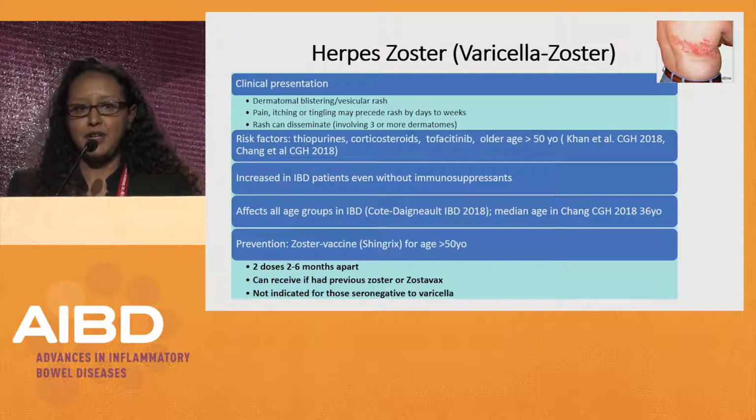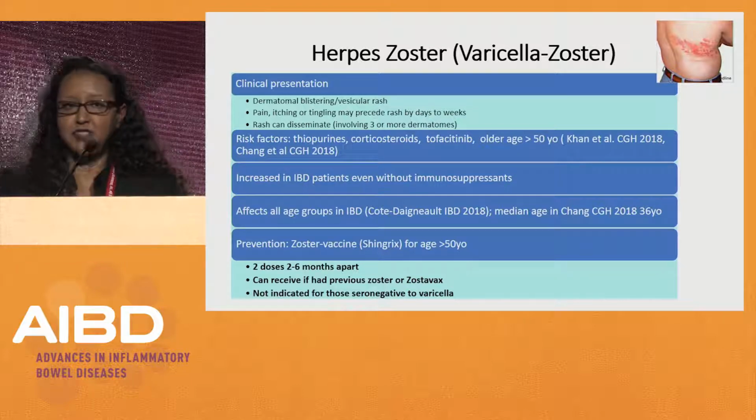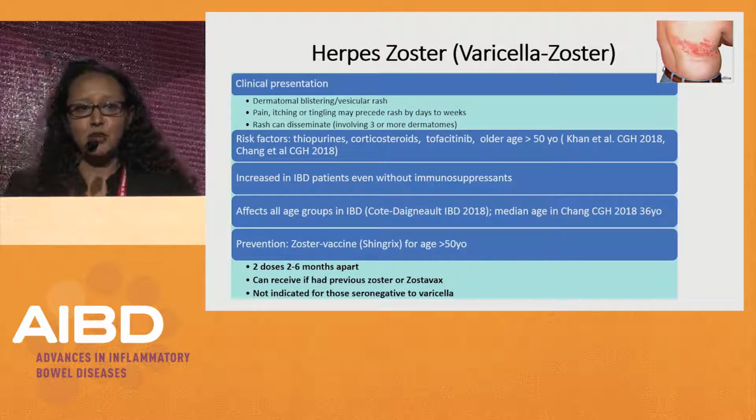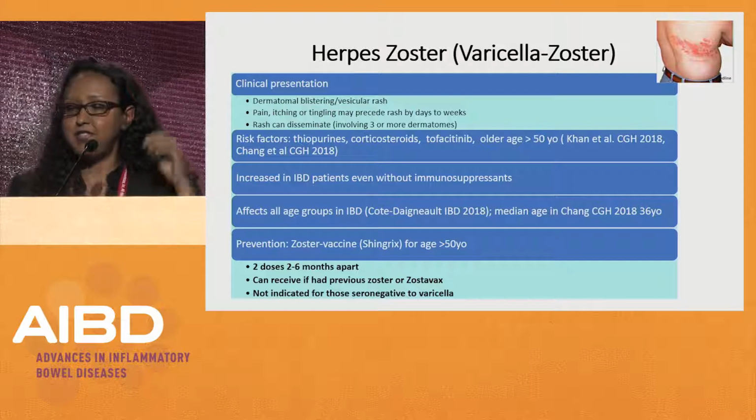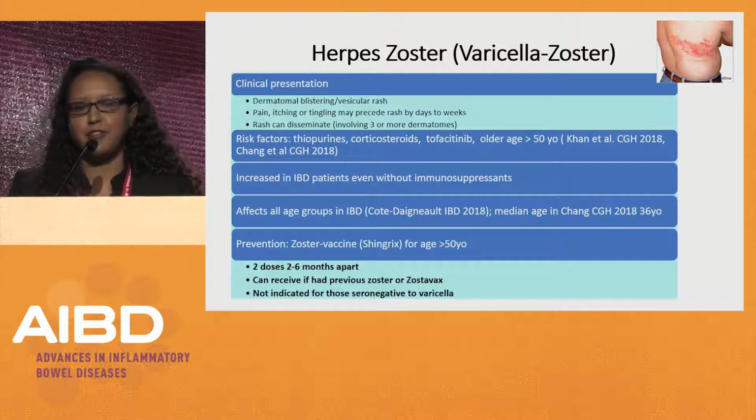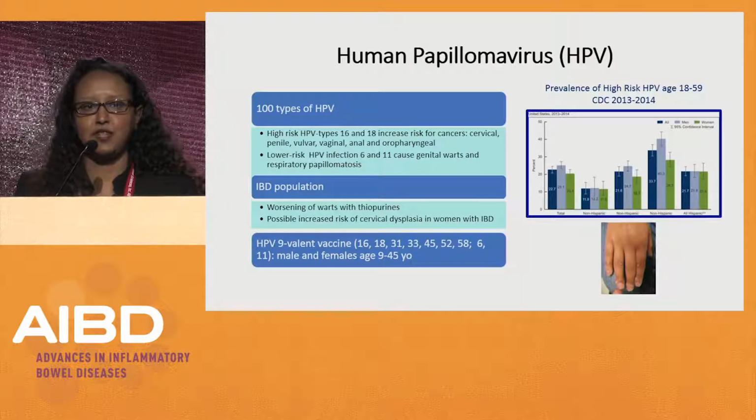Right now we're recommending Shingrix because it's not live, but in the future we need to consider maybe vaccinating our younger patients as well and having more data in that population. Patients that receive the herpes zoster vaccine, it's 2 doses, 2 to 6 months apart. They can receive it if they've had zoster before or if they've had Zostavax, which is a live vaccine, but it's not recommended for those that are seronegative to varicella.